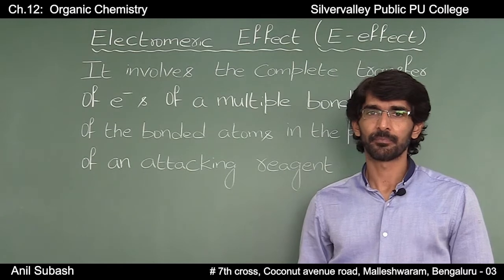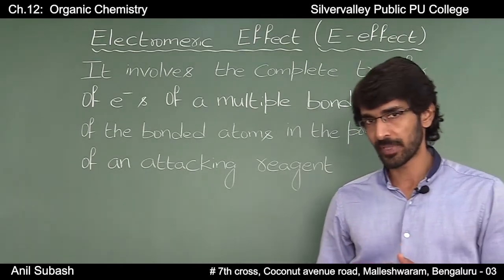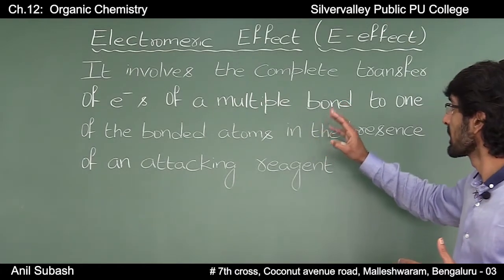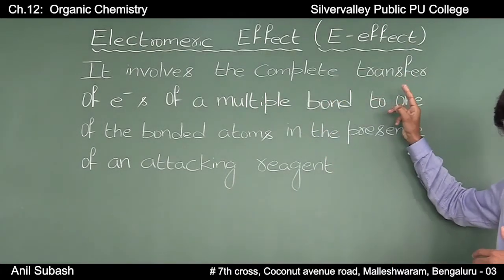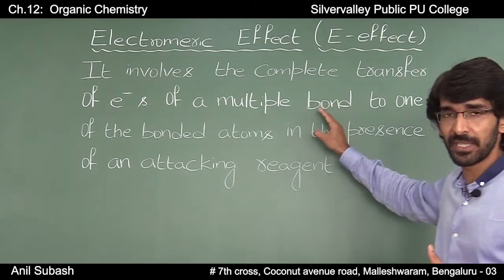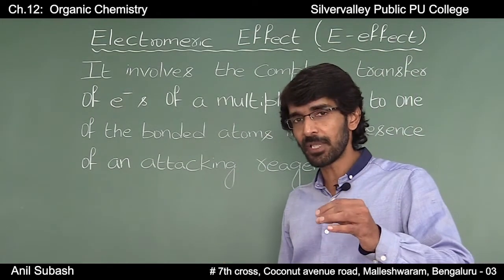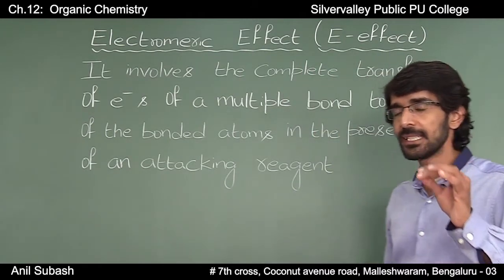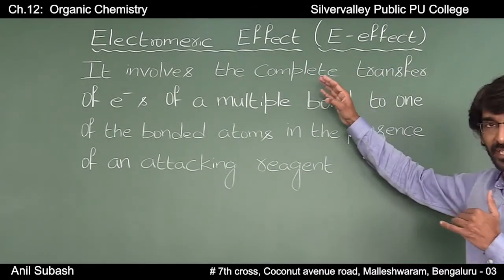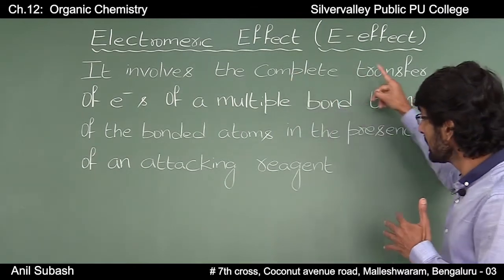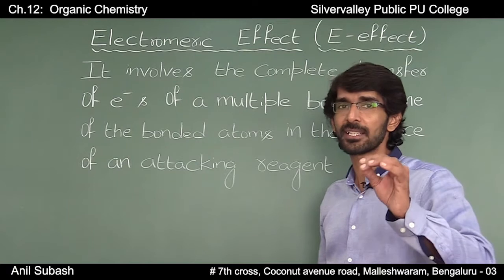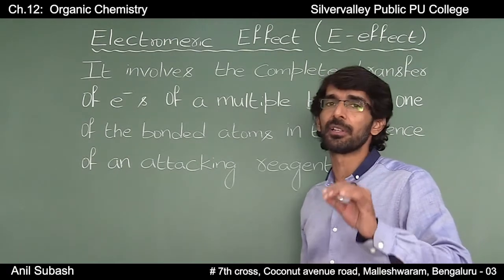Electromeric effect. How do you define electromeric effect? Electromeric effect involves the complete transfer of electrons of a multiple bond. What do you mean by a multiple bond? A double bond or a triple bond. So what happens in the case of an electromeric effect? The complete transfer of electrons of a multiple bond, that is of a double bond or a triple bond.